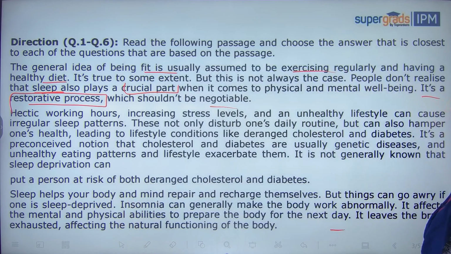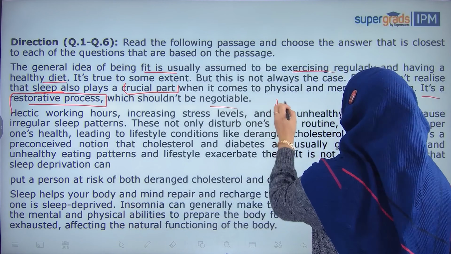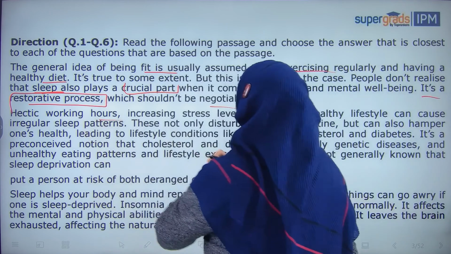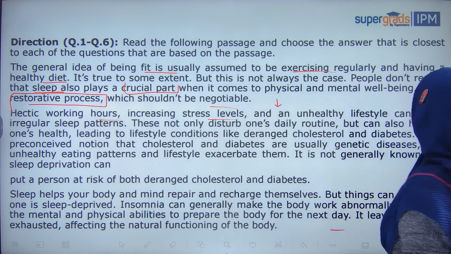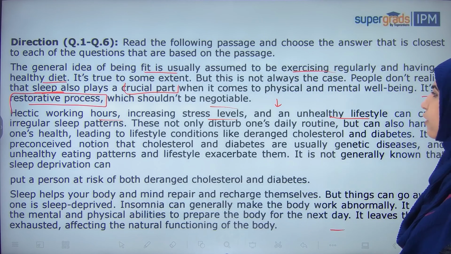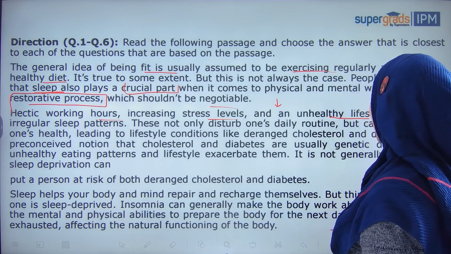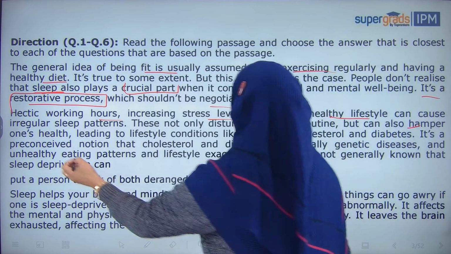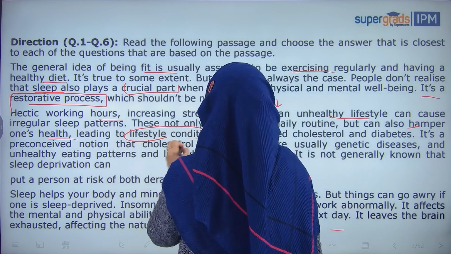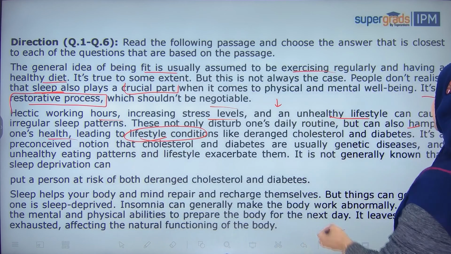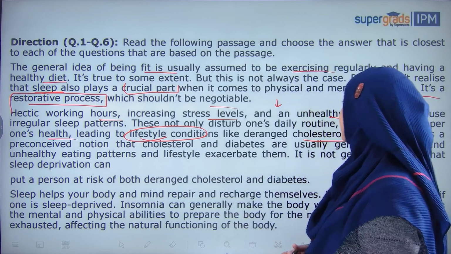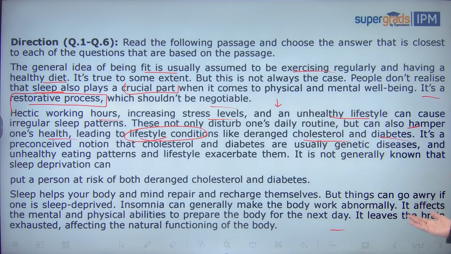The next one now tells you what are the reasons, what are the factors that lead to irregular sleep patterns. Hectic working hours, increasing stress levels, unhealthy lifestyle, they cause irregular sleep. And what is the consequence? Of course, it hampers our health. And we get so many lifestyle conditions or problems like deranged cholesterol and diabetes. So these are some illnesses like disturbed cholesterol and diabetes, which is a direct aftermath of disturbed sleep patterns.